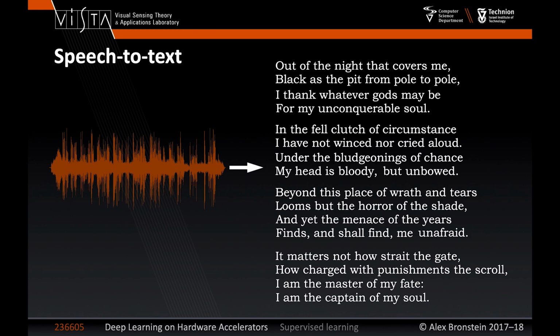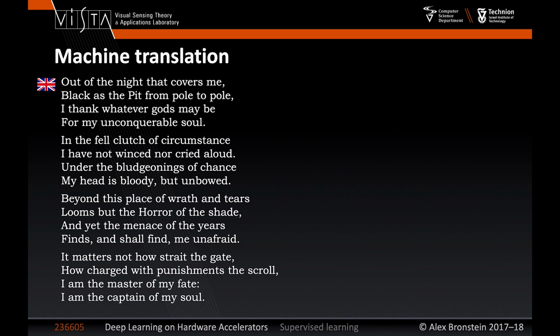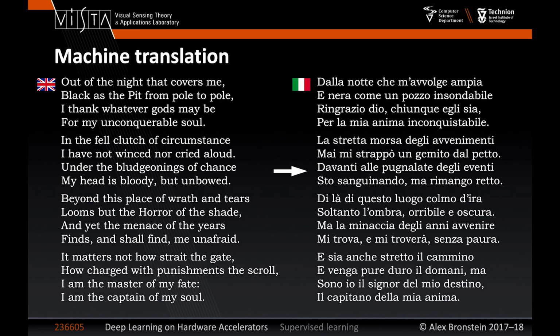Another example is machine translation. So let's take, for example, this poem, which is written obviously in the English language, and suppose I would like to translate it into Italian. So I will take my text as the input. I will produce another piece of text that might be structured differently. Certainly it will have a different length. It will have a different number of words in this text.